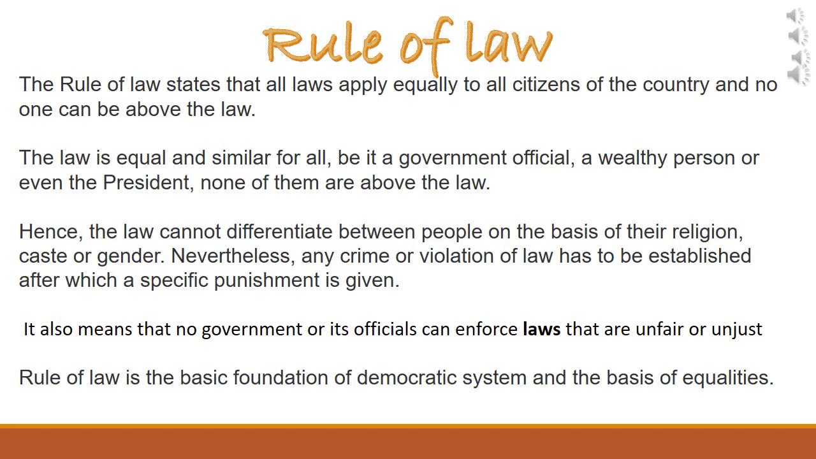It also means that no government or its official can enforce laws that are unfair or unjust. Rule of law is the basic foundation of the democratic system and the basis of equality. In other words, if a rich man or a normal poor person commits the same crime, the punishment for them will be equal. There will be no discrimination. The same goes if a crime is committed by a girl or a boy, the punishment will be same. The same thing applies to the Prime Minister or the President as well.